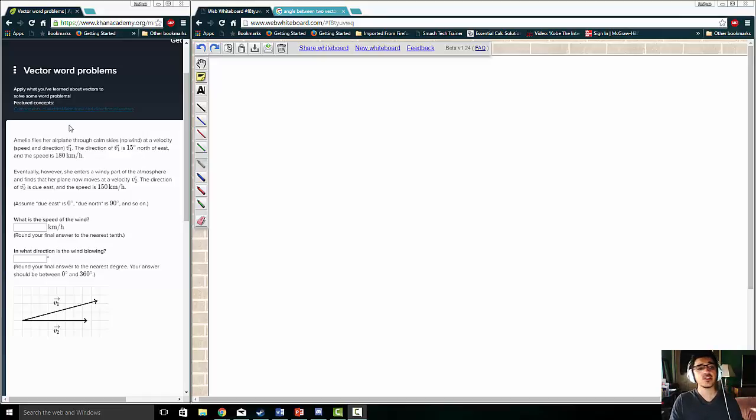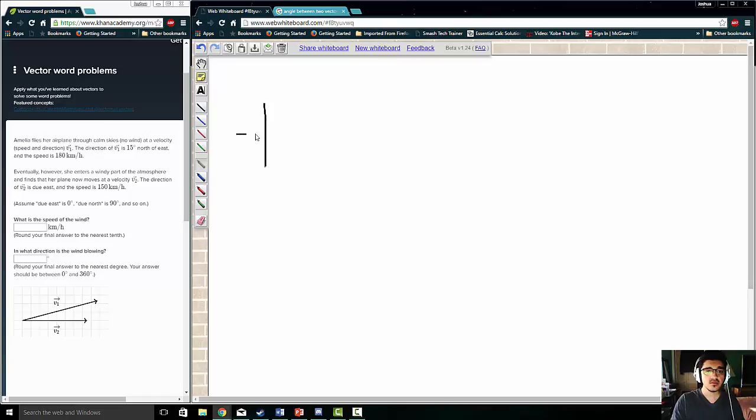So Amelia flies her airplane through calm skies, no wind, at a velocity, speed and direction, v1. The direction of v1 is 15 degrees north of east, and the speed is 180 kilometers. So if we were to draw out the cardinal directions, north is up here, then east, south, west. 15 degrees north of east means this way. Call that 15 degrees north of east, with a magnitude of 180.